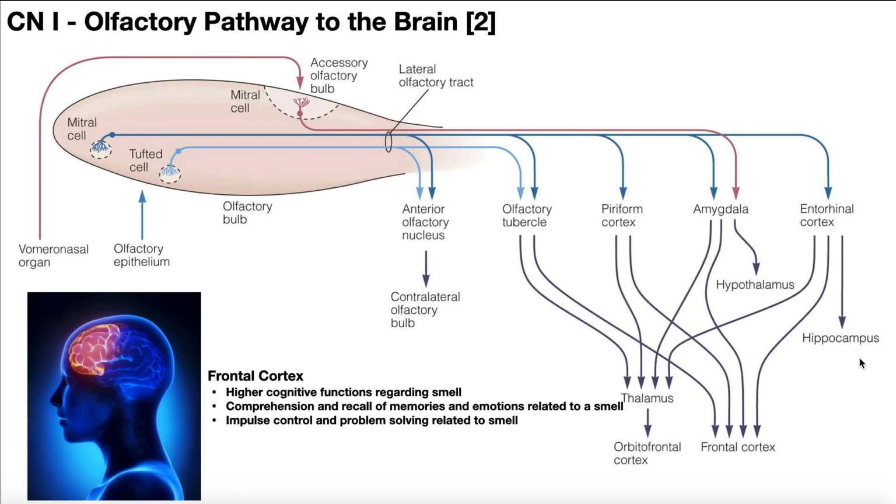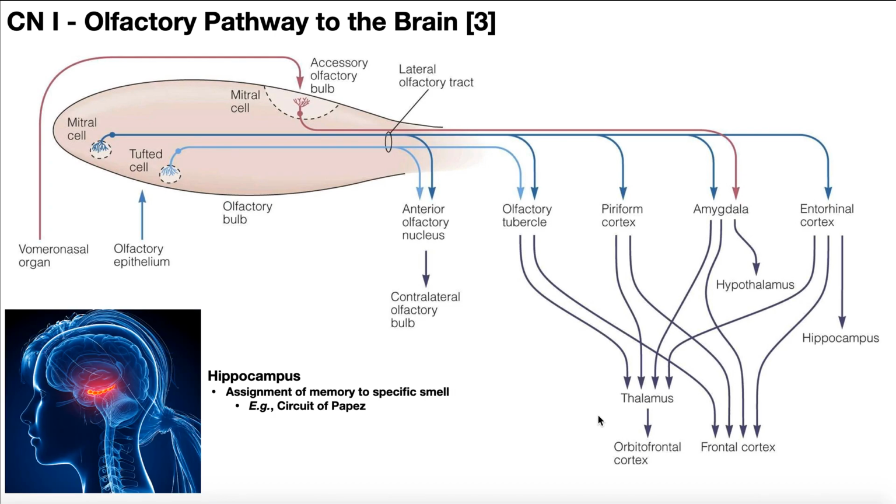The frontal cortex is responsible for comprehension and recall of memories and emotions related to smell, whereas the hippocampus is responsible for assigning those memories and those emotions to that smell. You can't have a memory of a smell or an emotion pertaining to a smell without first the hippocampus assigning the memory and emotion to that smell. And this actually involves a cluster of different parts of the brain called the circuit of Papez.